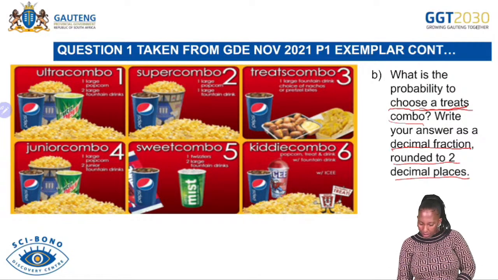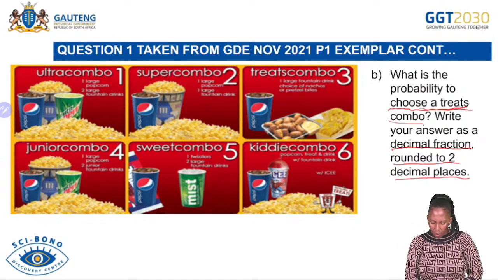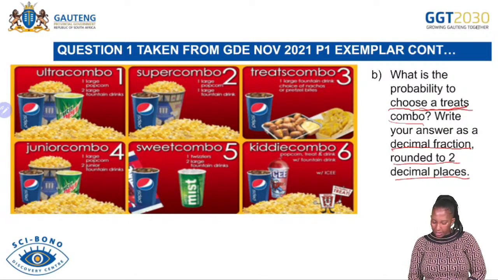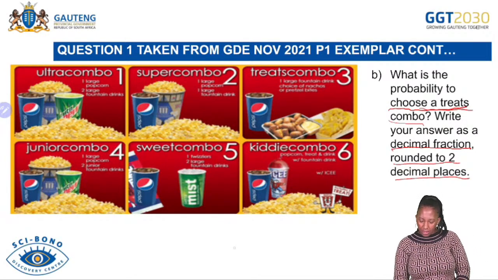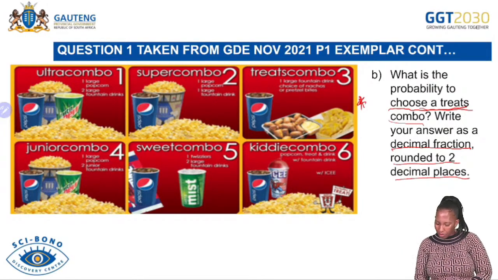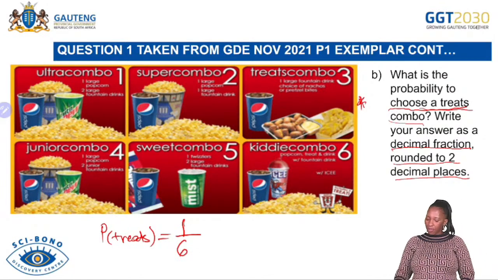Now let's have a look. It says, what is the probability of choosing a treat combo? So now we have ultra combo, super combo, treats combo, junior combo, sweet combo, and kiddie combo. So how many treat combos? We have only one, which is number 3. And then now, because we want our answer, we say P(treats) is equal to 1 out of what? Out of 6. But this is in the form of a fraction.